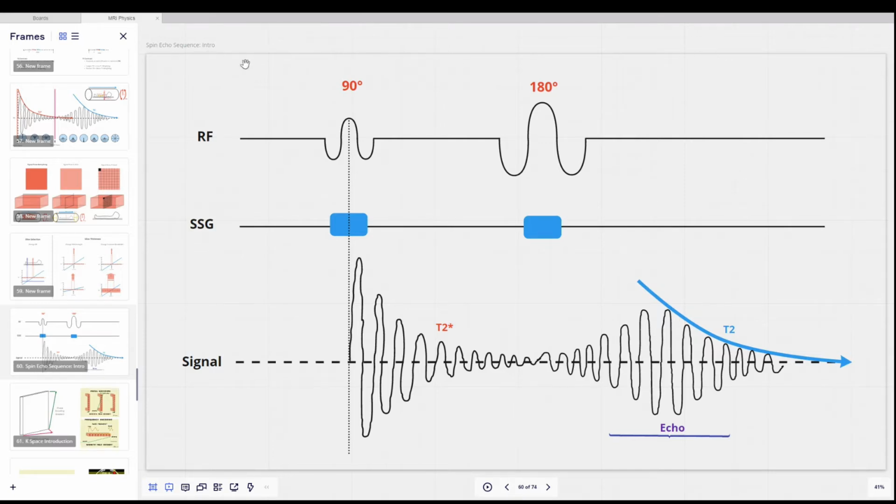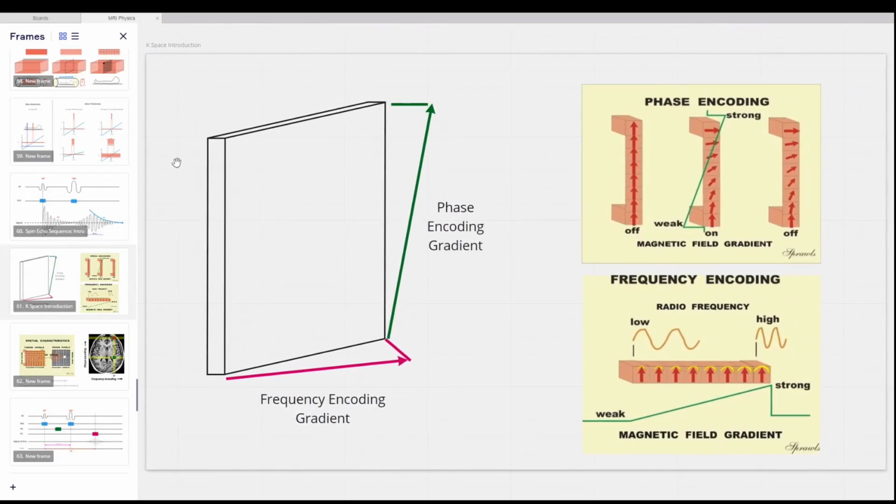So this is everything that we've talked about up until this point. This is nothing new. Okay, I'm just mapping out what's happening over time, so you can start to see how this whole sequence of events is fitting together. You'll notice that every time we apply the RF pulse, we're applying the slice select gradient at the same time, whether it's 90 degrees or 180 degrees. All right.